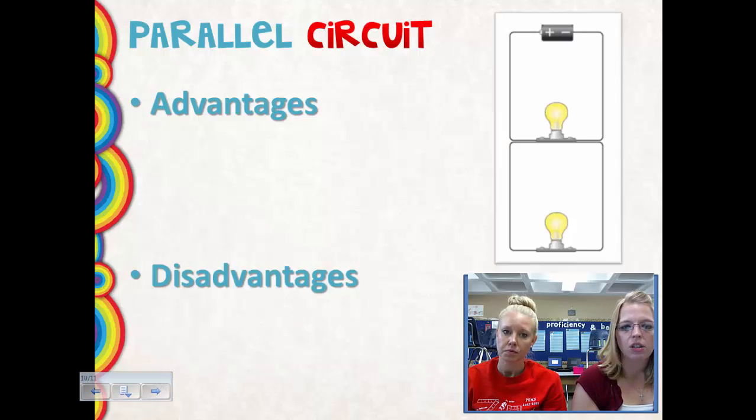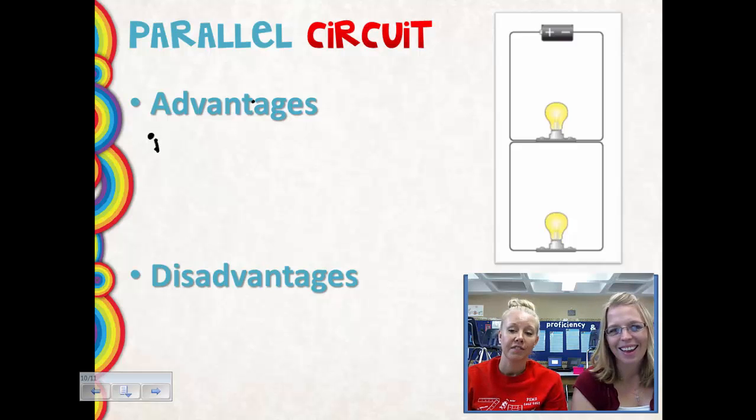Advantages and disadvantages. Oh, I lost the cursor again. That's weird. Okay, so your advantages are that it's more expensive to build because... Isn't that a disadvantage? Just kidding. Right, we're on advantages. An advantage is that if one bulb goes out, the other ones stay on.